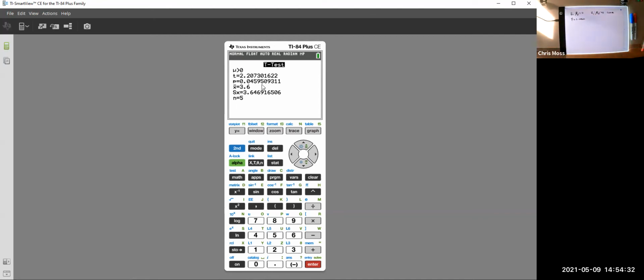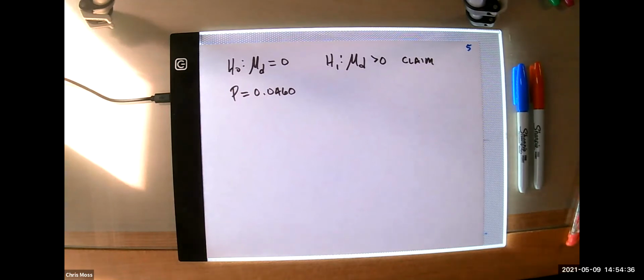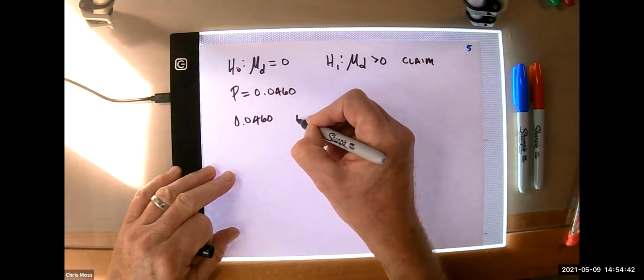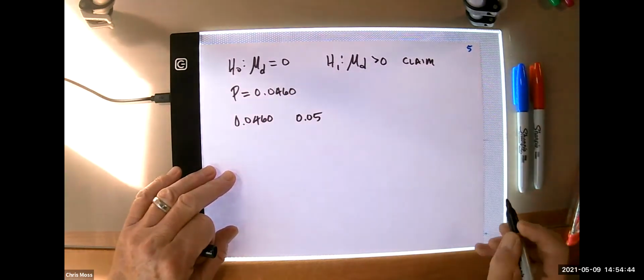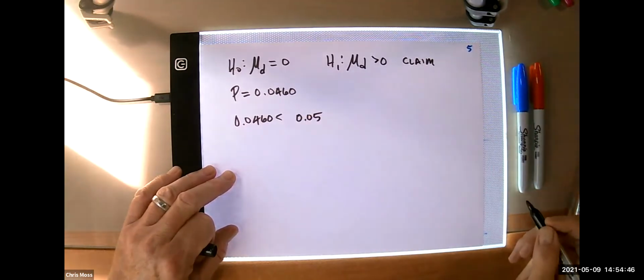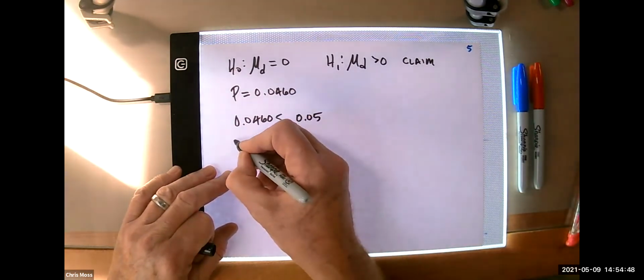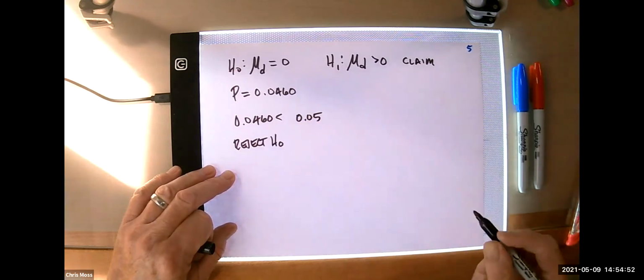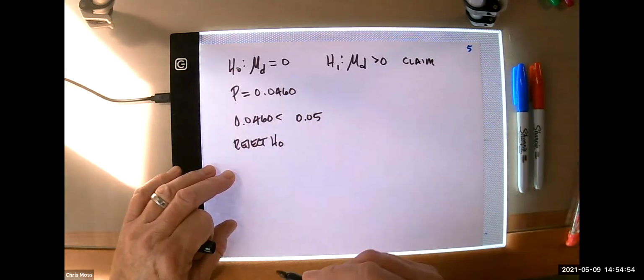And stop the share. And we'll finish this problem up. So p equals 0.0460, 0.05. 0.04 is less than the 0.05 every day of the week. So we will reject H naught. That means we're going to go with the alternative, which was indeed our claim.